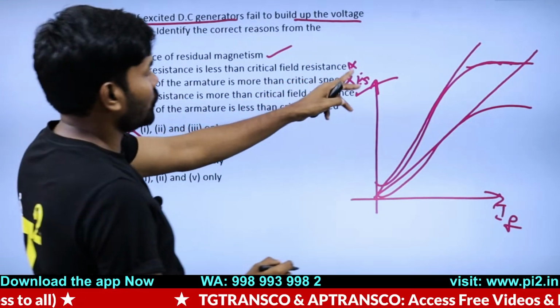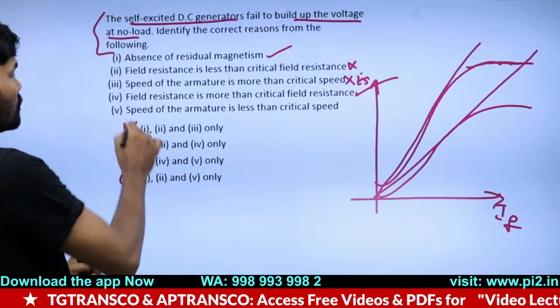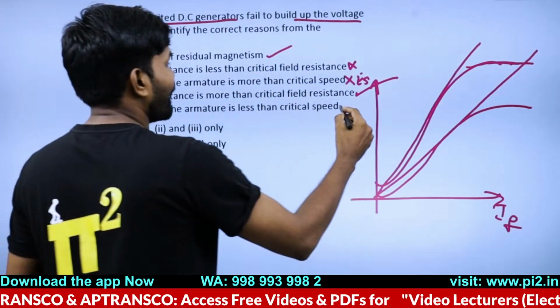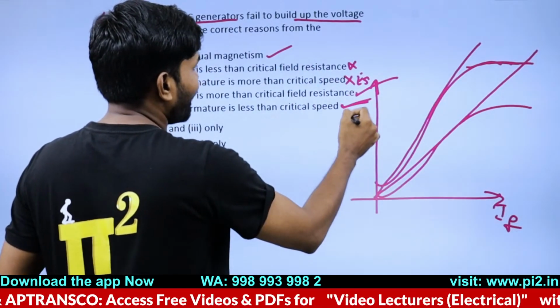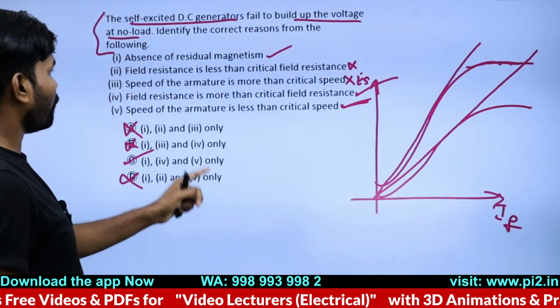Option 3 should not be there in the options. Yeah, it is there. So here it's not there. So speed of the armature is less than critical speed. Yes, these are the 3 reasons why it will fail to build up. So those options are 1, 4, 5.